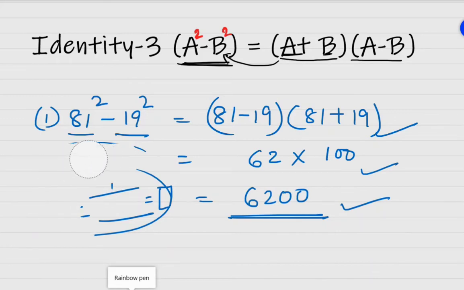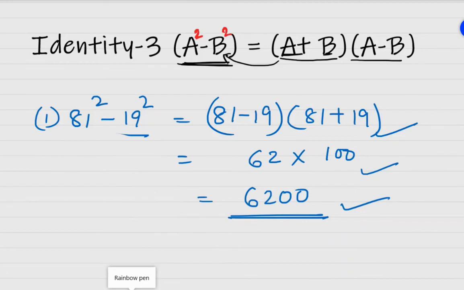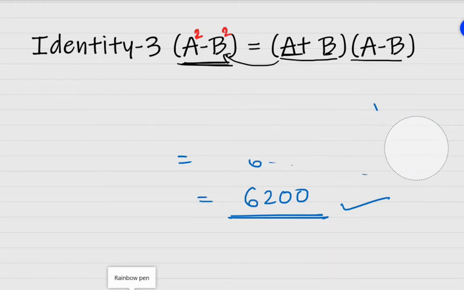So let me go through one more question. Suppose you have to do 367 whole square minus 33 whole square. Let us see how you can do this.